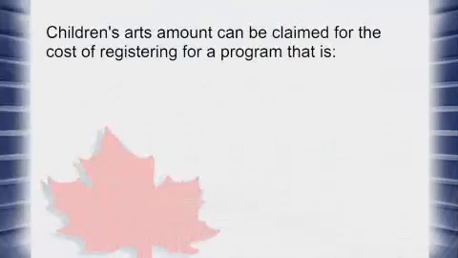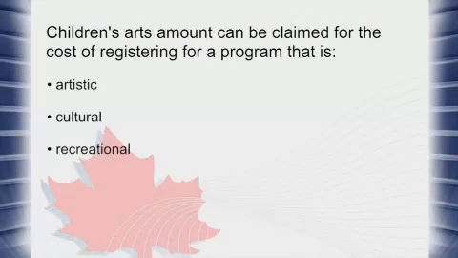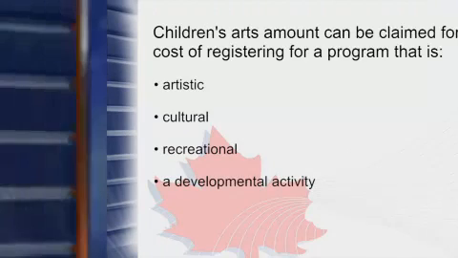You also mentioned the children's arts amount. What's that? This is similar to the fitness amount, but for artistic, cultural, recreational, or developmental activity programs. You can claim up to $500 in eligible arts expenses for your or your spouse's or common law partner's child who is under 16 years of age. If the child is eligible for the disability tax credit, then the age limit for claiming this amount is raised to 18, and you can claim an additional $500 if you paid at least $100 for registration. For more information, go to the webpage on the children's arts amount.